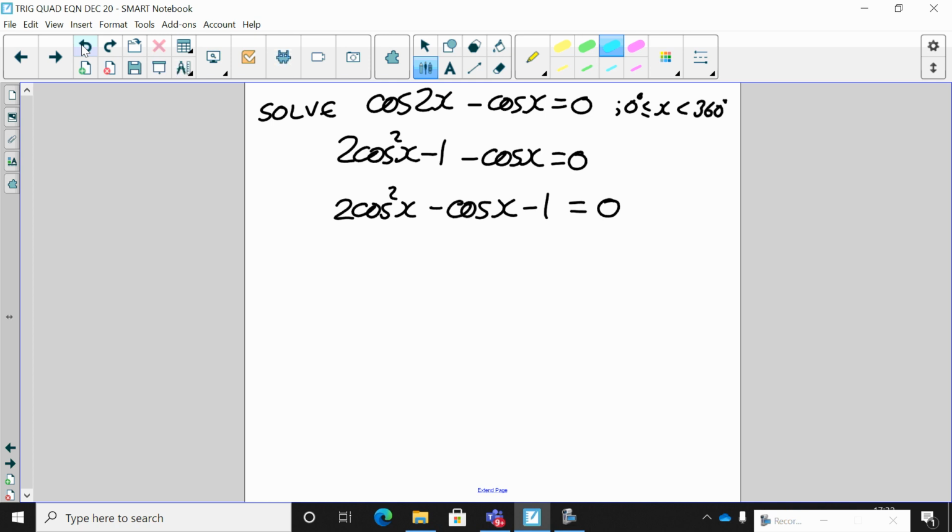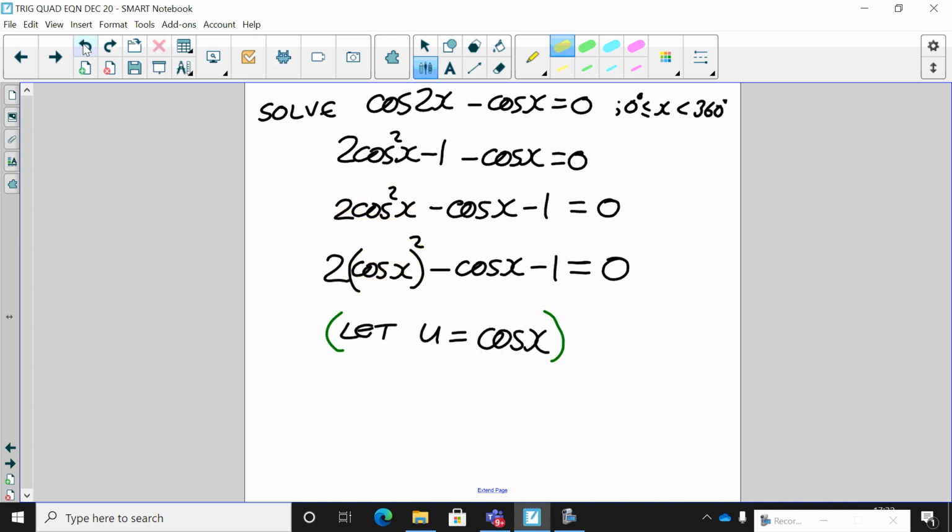I'm just rearranging it here, putting in order of powers: cos squared x, cos x, that's relative to the power 1, and a number, which is 1. I'm rewriting cos squared x as what it really is, cos x all to the power 2. That's what it is. And that's just to allow us to see that this is really a quadratic in disguise.